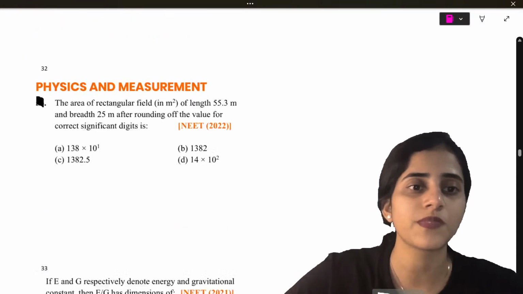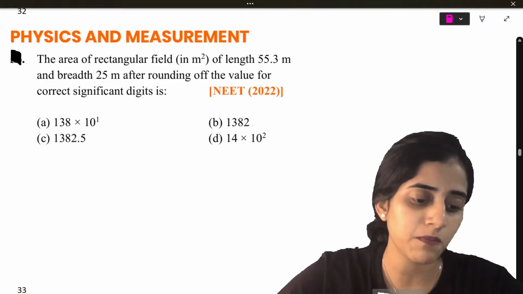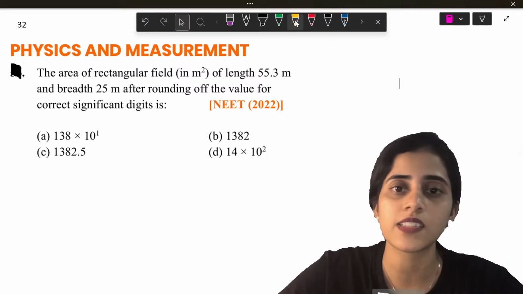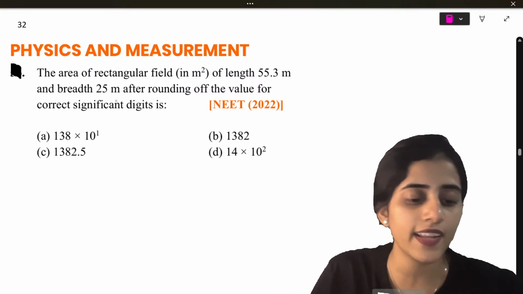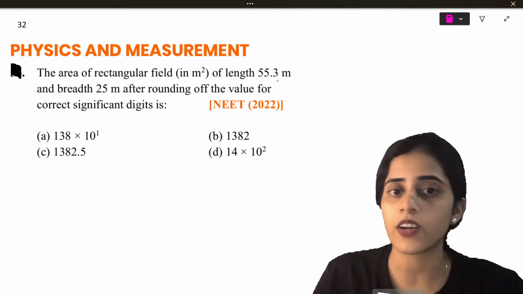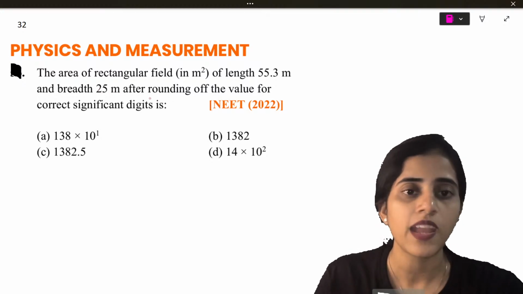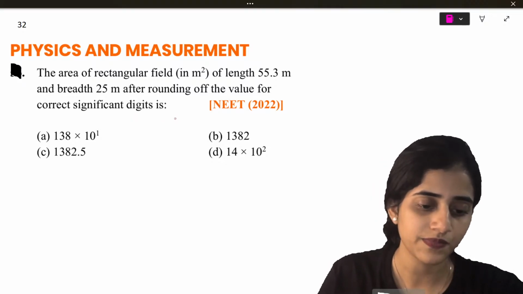Okay, very good. Next, we're going to do some questions from the chapter Physics and Measurement. Quickly, let's solve. The area of a rectangular field in meter square, of length 55.3 meters and breadth 25 meters, after rounding off the value for correct significant digits is.